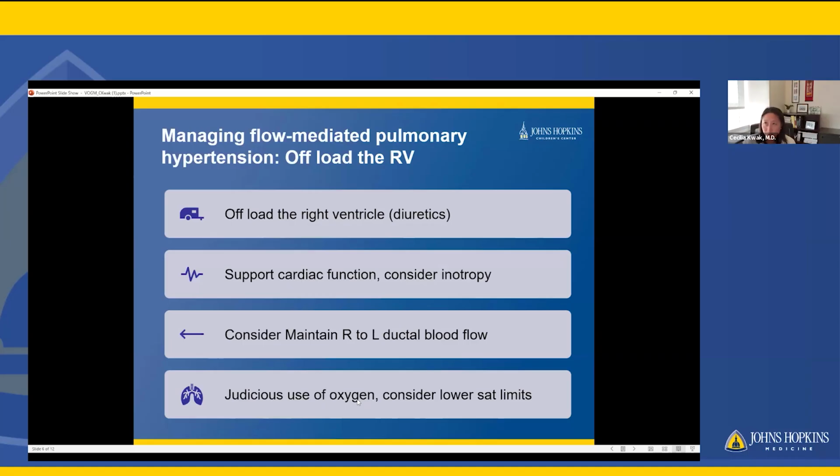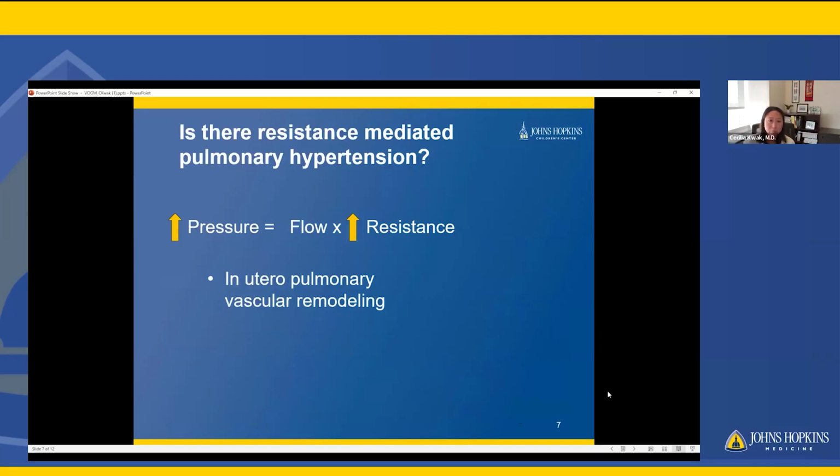So ultimately, often when we're thinking about resistance-mediated pulmonary hypertension, we're thinking about using pulmonary vasodilators, but this is such a different scenario. And so you want to be cautious about using pulmonary vasodilators, and oxygen is such a potent pulmonary vasodilator because you could just flood your lungs. And so you might want to use lower sat limits, maybe 90 to 95%, versus the higher sat limits that people often use in PPHN management.